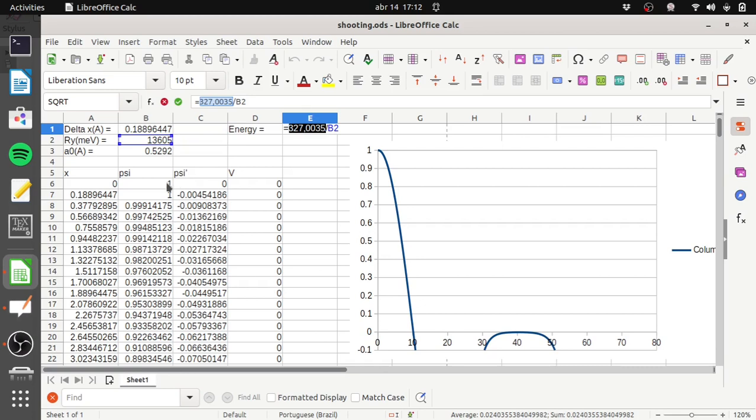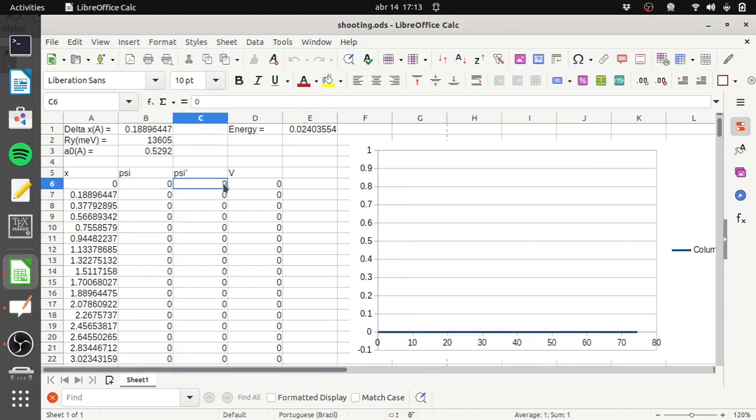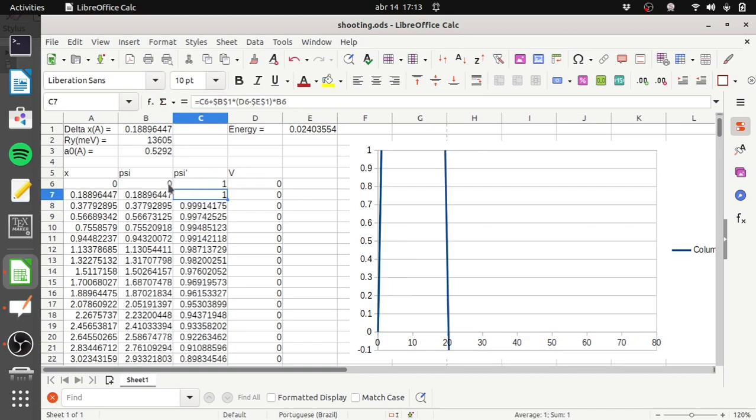How about the odd solutions? The odd solutions would be, let's say that I start with this number here, psi1, and I say that psi1 is equal to 0, and this one is 1. What does this give me? This is a situation where the wave function starts at 0 and the derivative is 1, which means that this wave function is odd, right?